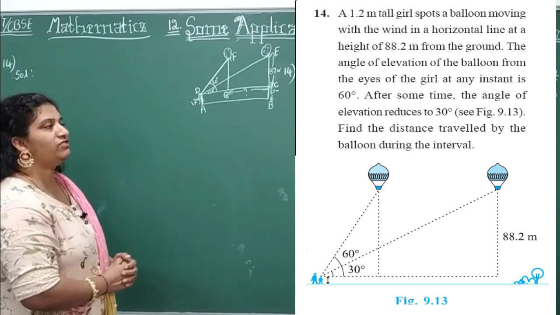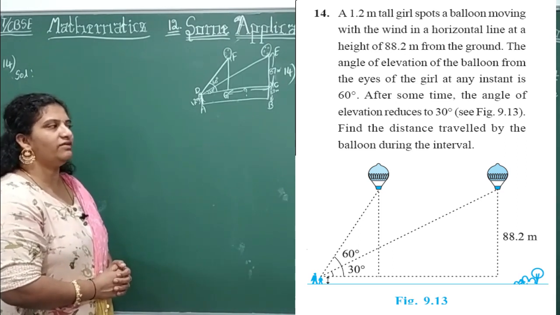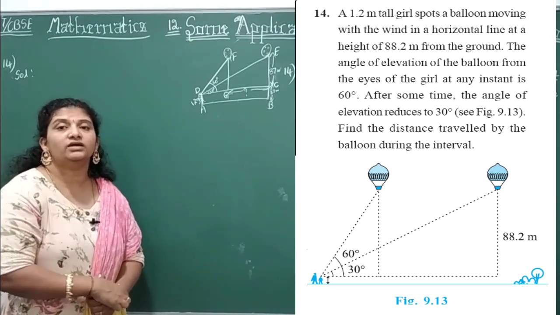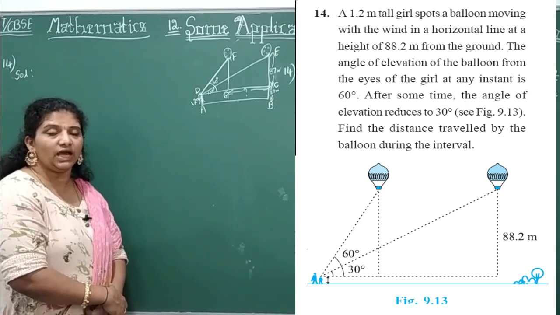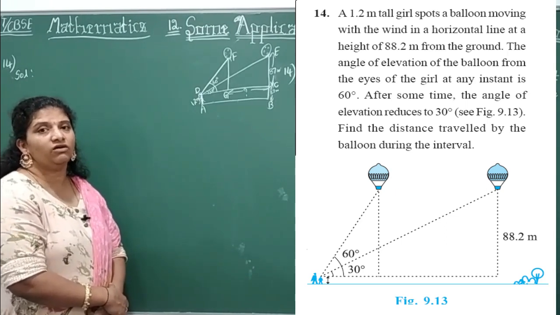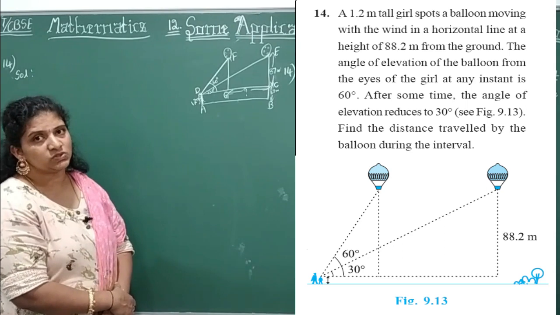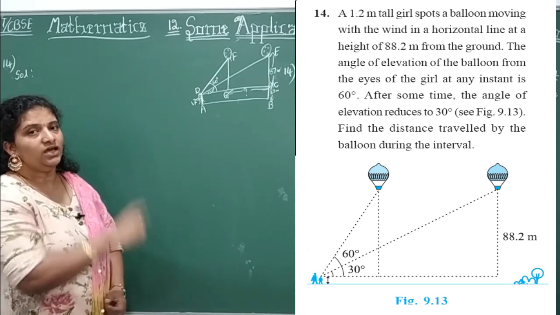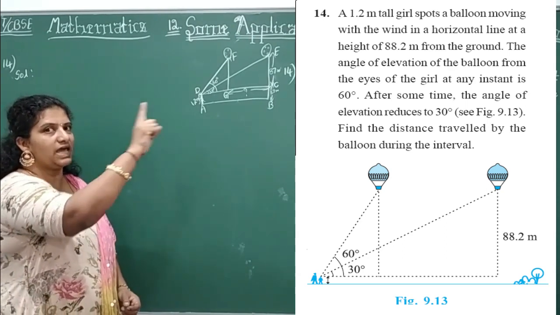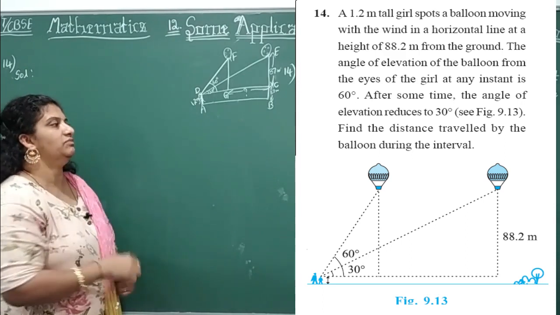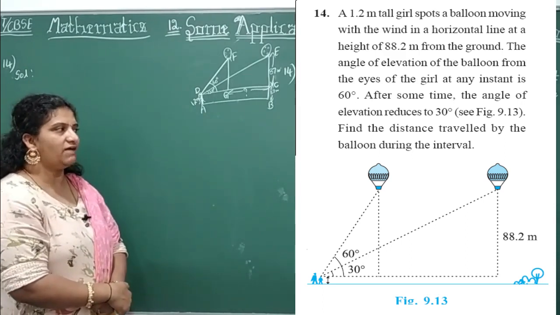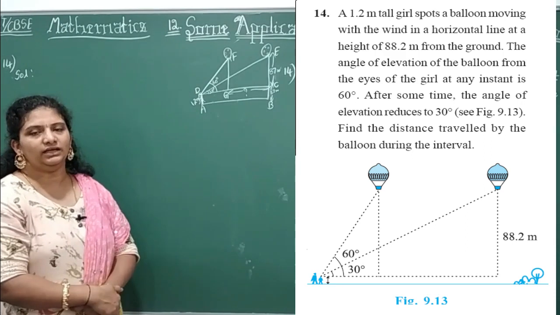Then next, after some time the angle of elevation reduces to 30 degrees. After some time, what happens? The angle of elevation reduced to 30 degrees. Why? The balloon is moving in the same horizontal line. Find the distance traveled by the balloon during the interval.